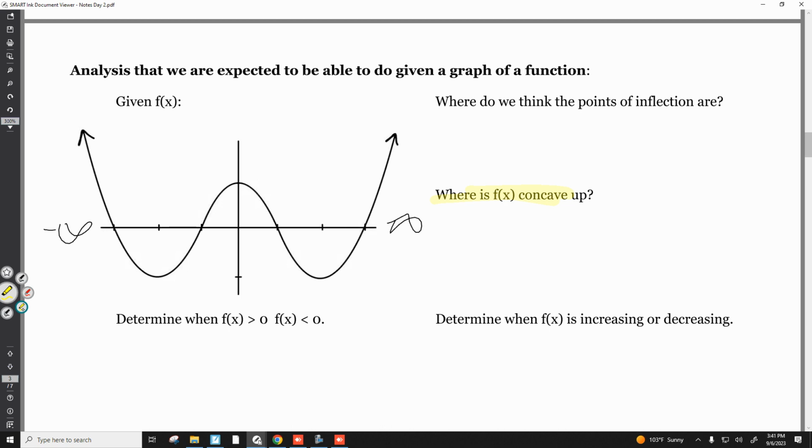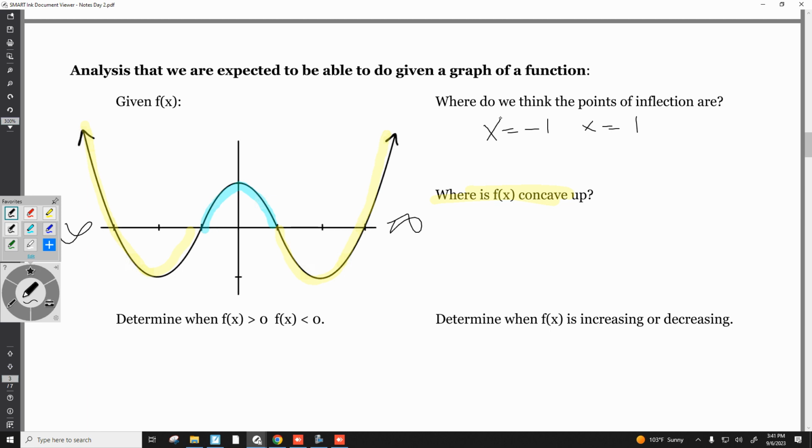It is opening upward here. It switches to opening downward here. Then it switches to opening upward here. I would probably say that the points of inflection are -1 and 1. Cool? All right, so when is the graph concave up? I kind of gave you the answer right there. Negative infinity to -1 and 1 to infinity.